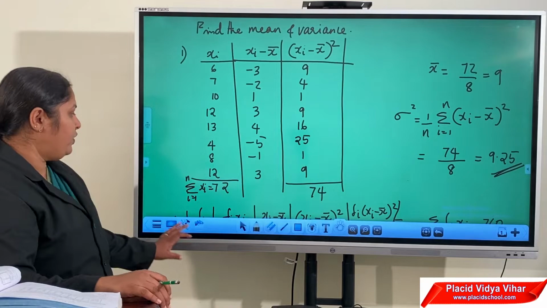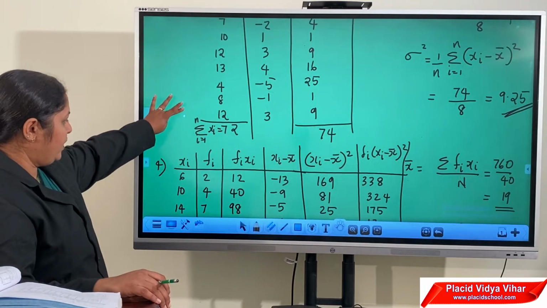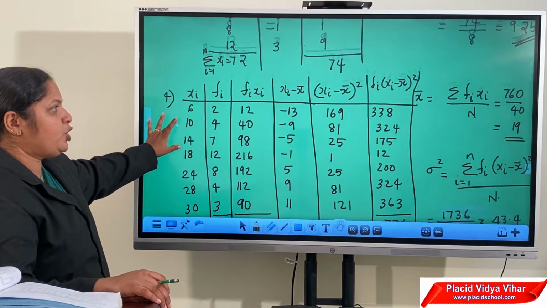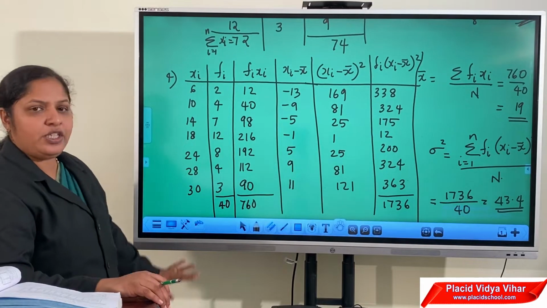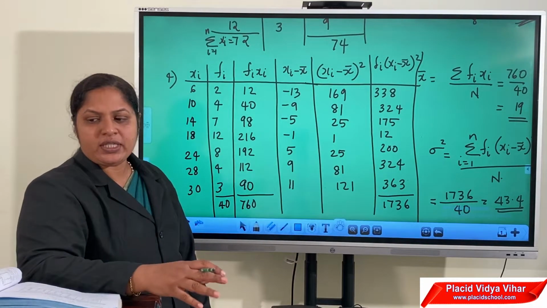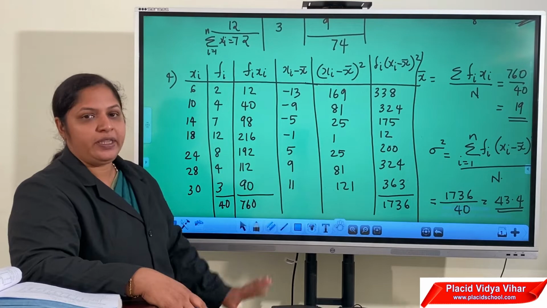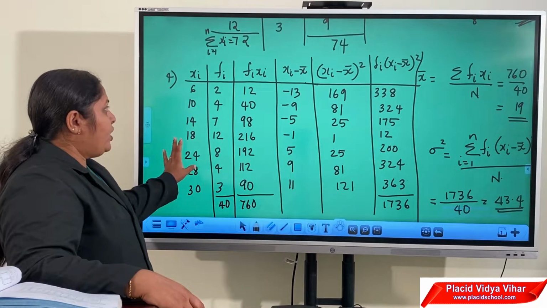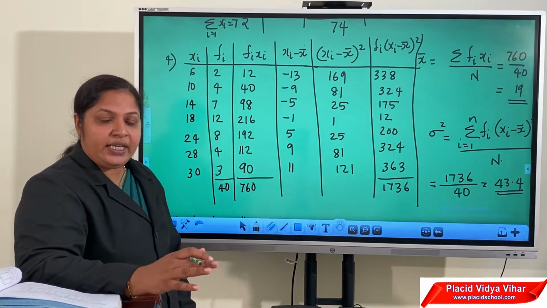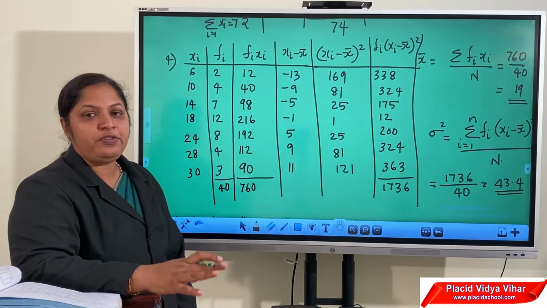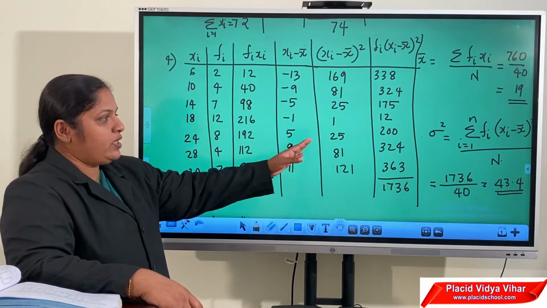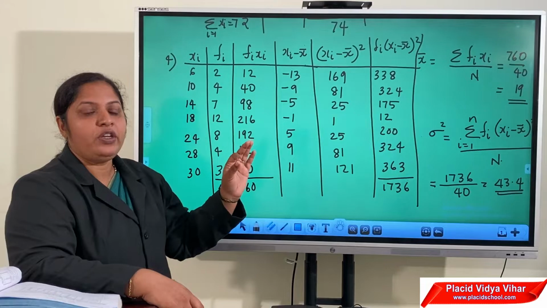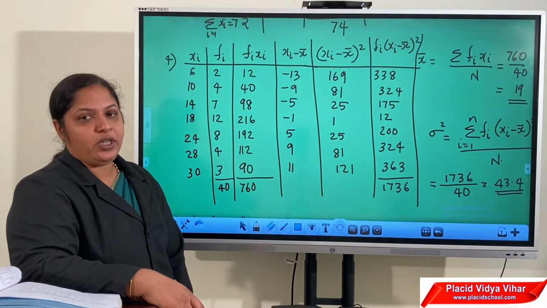Then next we will move on to question number 4. Question number 2 and 3 can be done at home. It is very similar for discrete data distribution, very similar method. Now for a discrete data set but grouped one, that means frequencies are given, we use this method. Frequencies are also involved in this particular calculation.